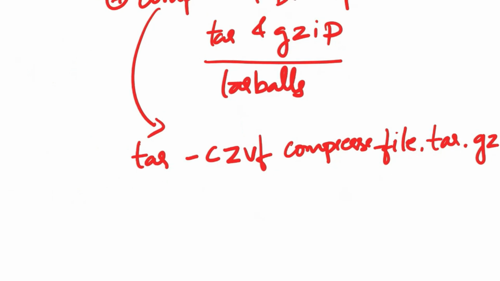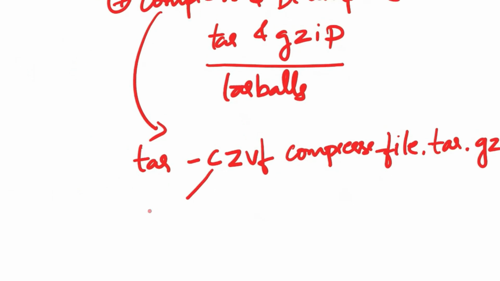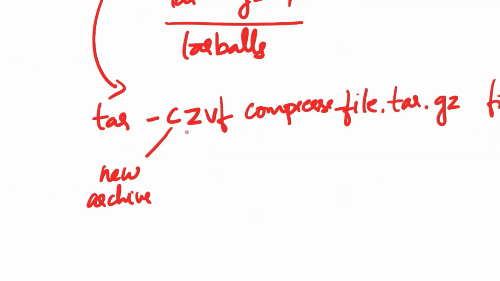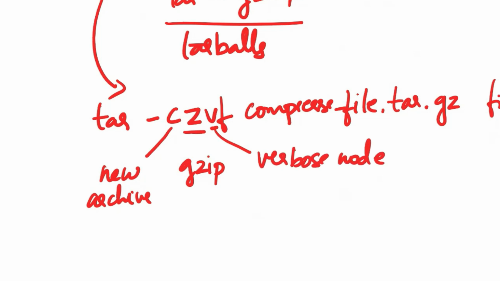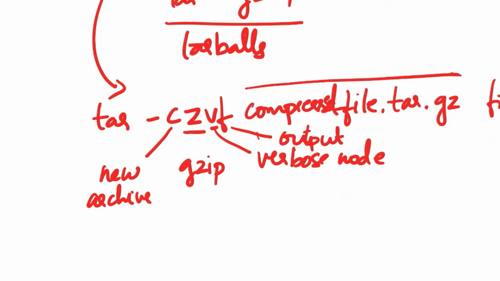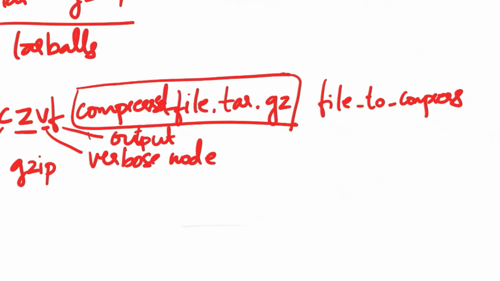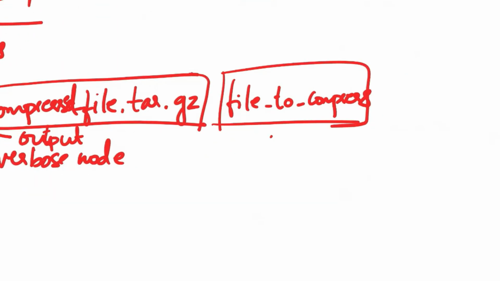First, let's look at the options. c is to create a new archive. z is to use gzip to compress the archive. -v is verbose mode. It's optional but useful for seeing the progress. Then -f is to specify the output file. In this case, the output file is compressed file.tar.gz, and file to compress is the name of the file that you want to compress.